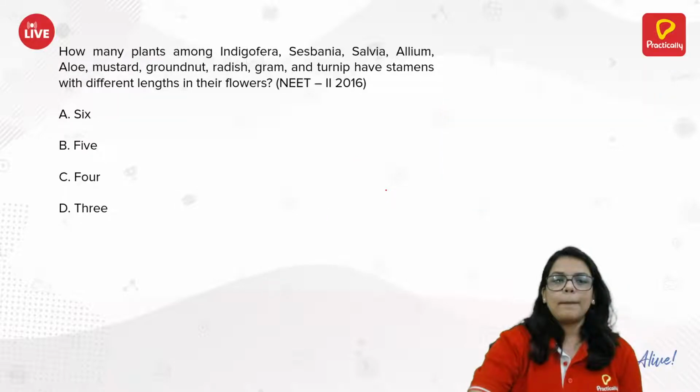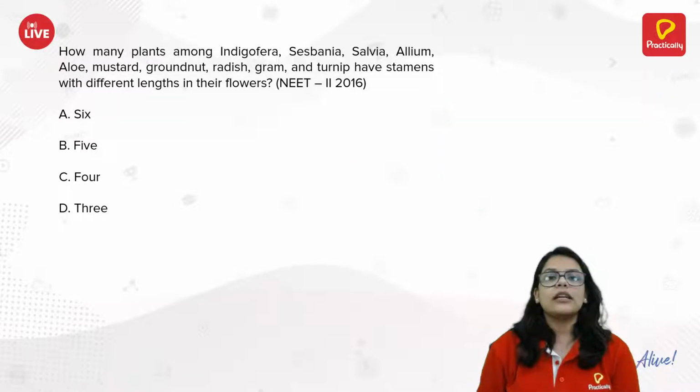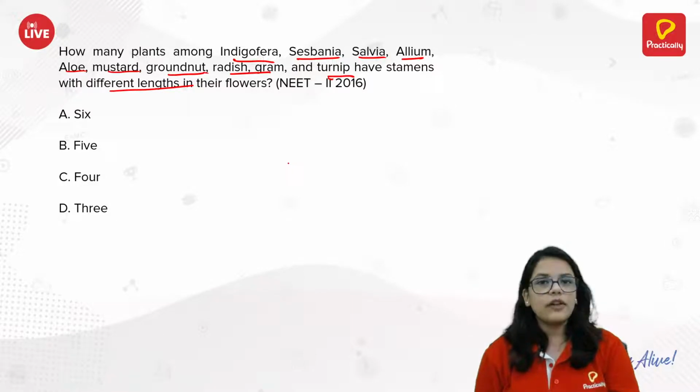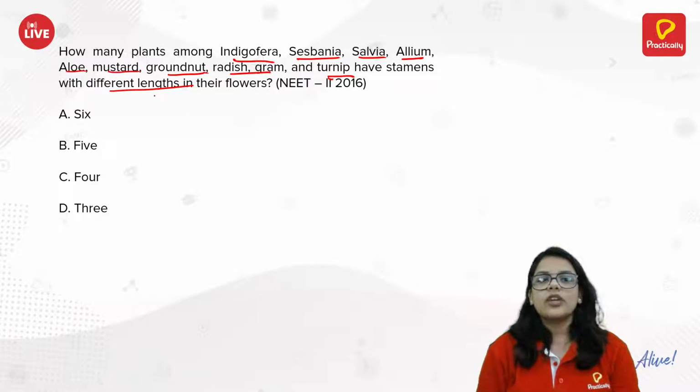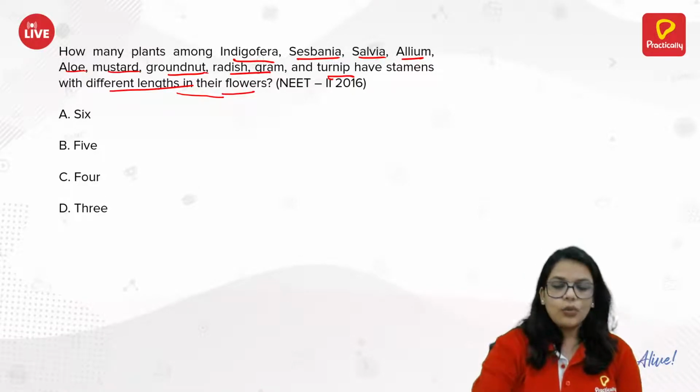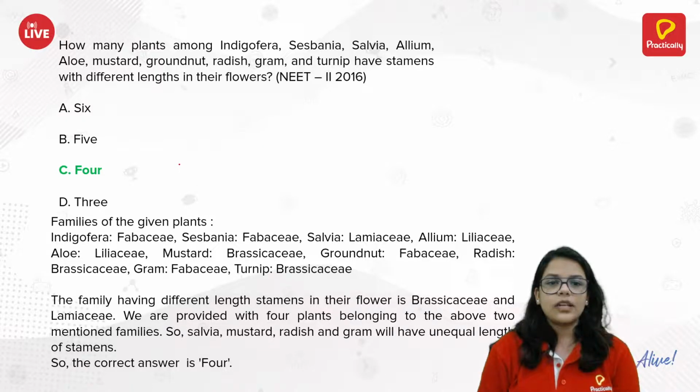Okay, next is, how many plants among Indigofera, Sesbania, Salvia, allium, aloe, mustard, groundnut, radish, gram, turnip have stamens with different lengths in the flower? What you have to do is figure out the family of each of the plants. When you figure out the family, with that you can say which have stamens with different lengths in the flowers. See here, you can see what has been done.